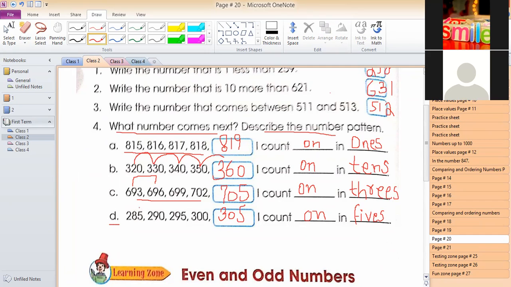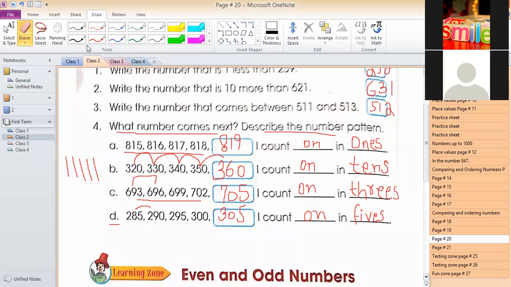Again, if you don't know the pattern, what is the pattern? Start counting on your fingers or by drawing lines. 286, 287, 288, 289, and then 290. So I reached 290 after counting up to 1, 2, 3, 4, and 5. So I count up to 5 and I reach 290. That means here we are counting in fives.